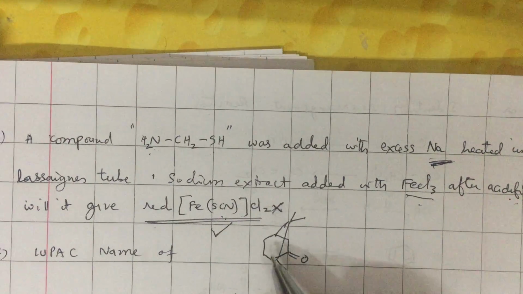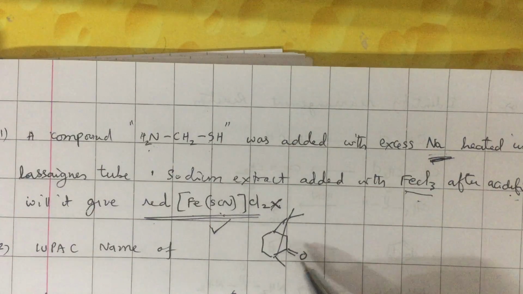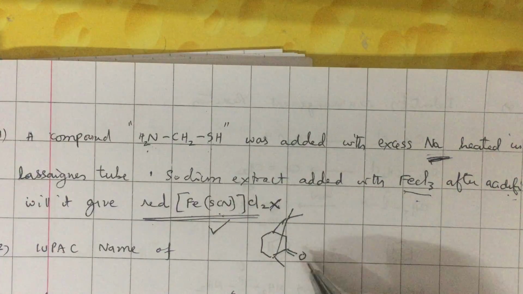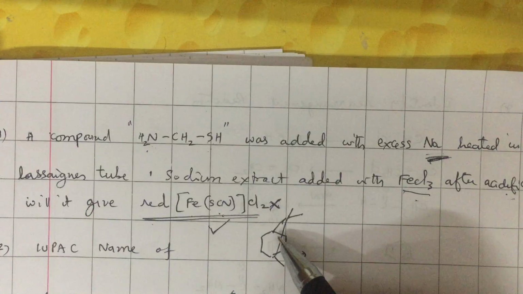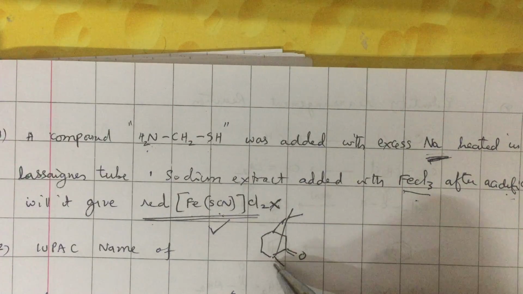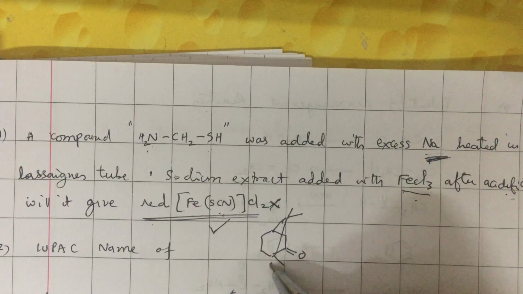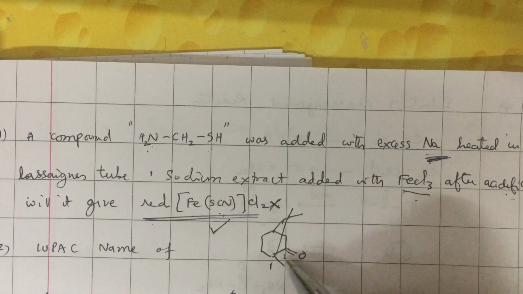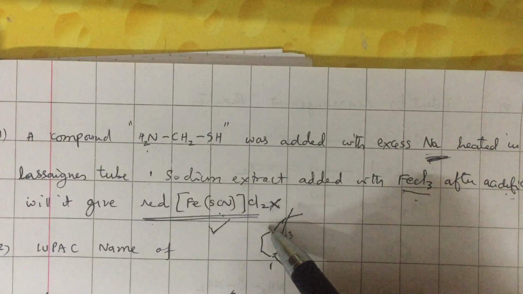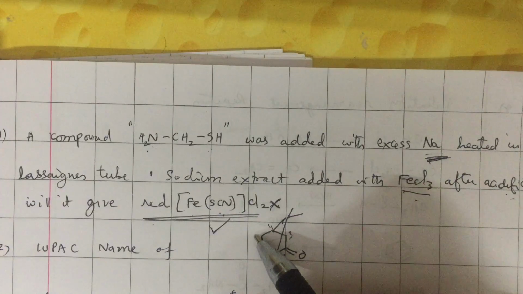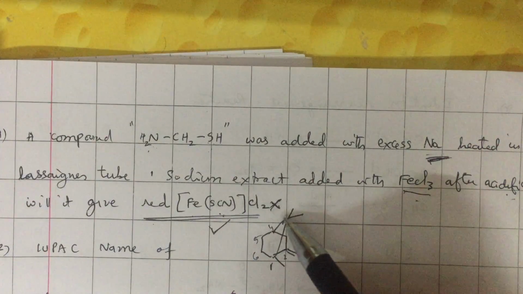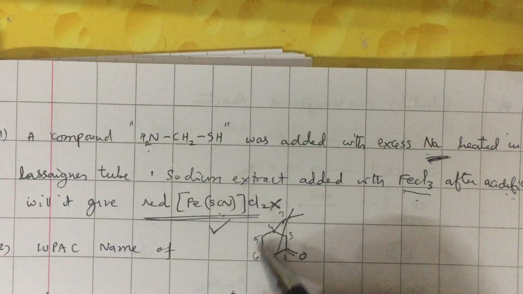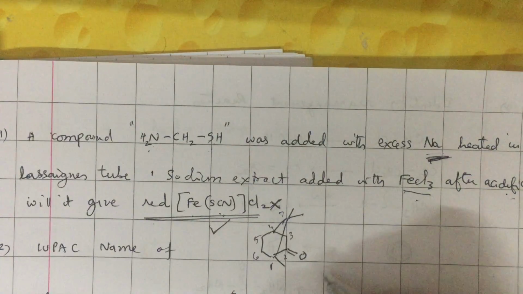What is the IUPAC name of this compound? This is a bicyclic compound. To name a bicyclic compound like this, you please count the number of carbons starting with the bridgehead that is very close to the functional group, if any. It is 1, 2, 3, 4, 5, 6, 7. In total it has 7 carbons. It is a bicyclic compound.